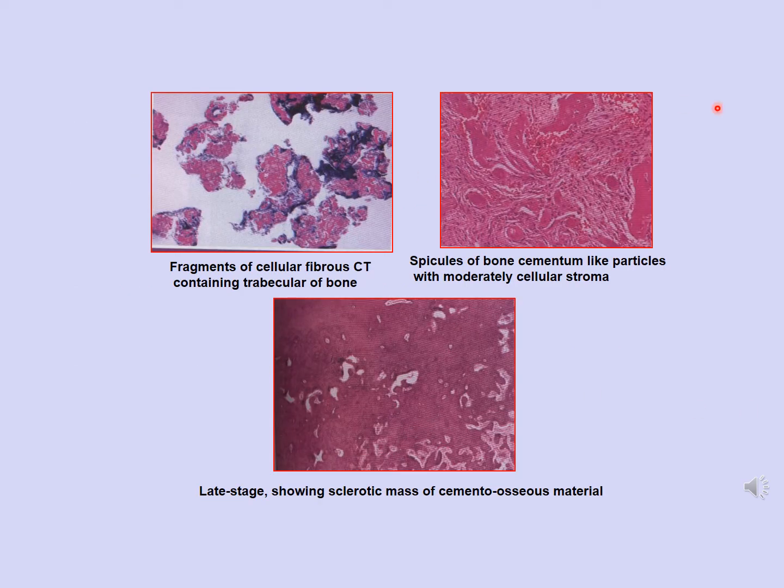So this is what we mean here. Fragments of cellular connective tissue containing trabeculae of bone and spicules of cementum-like particles with moderate stroma. All this pink area is basically your fibrous tissue. These basophilic areas are cementum-like areas, all right? So at late stages, you see basically sheets of these sclerotic masses of cementum and osseous material.